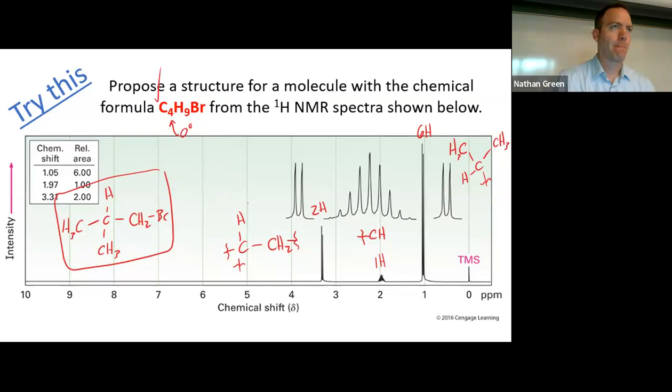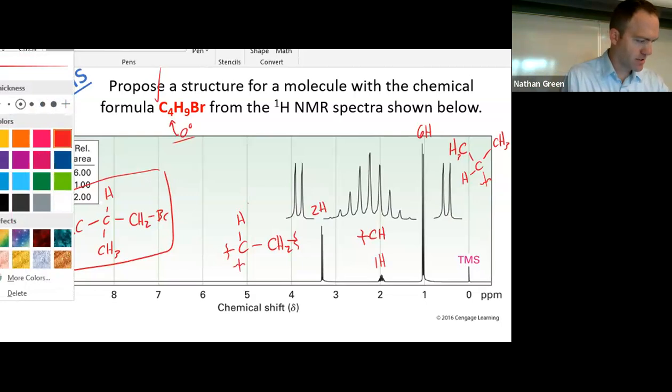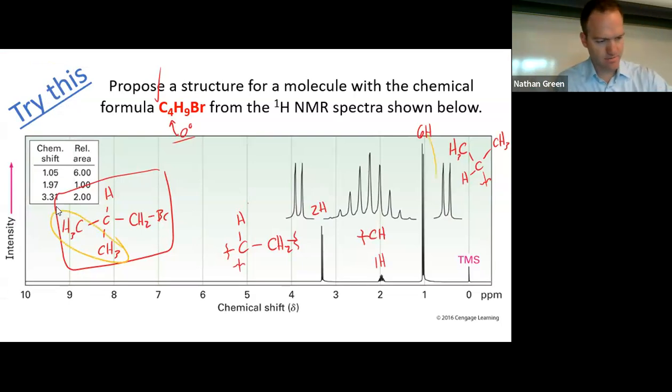Gunnar. There is no double bond in this molecule because we have 0 degrees of unsaturation. Correct. So there are no direct hydrogens attached there. Let me use some colors here. The yellow signals are those guys. The yellow signals have one neighbor.